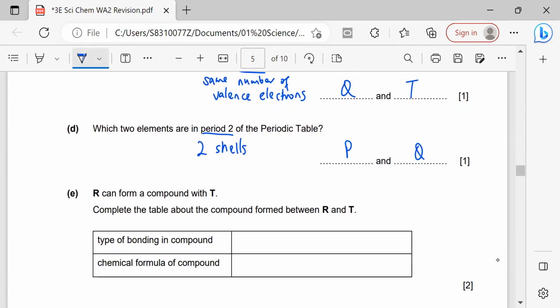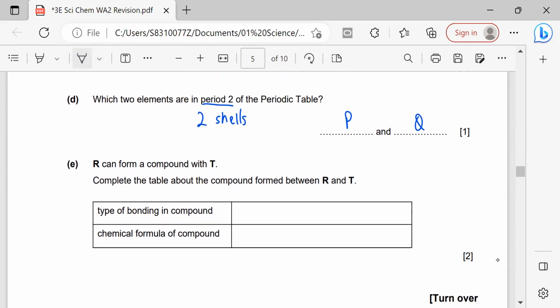And in the last part of this question, part E, R can form a compound with T. Complete the table about the compound formed between R and T. If you look at R, it is 2, 8, 1, which means that it will form an ion that has a positive 1 charge.